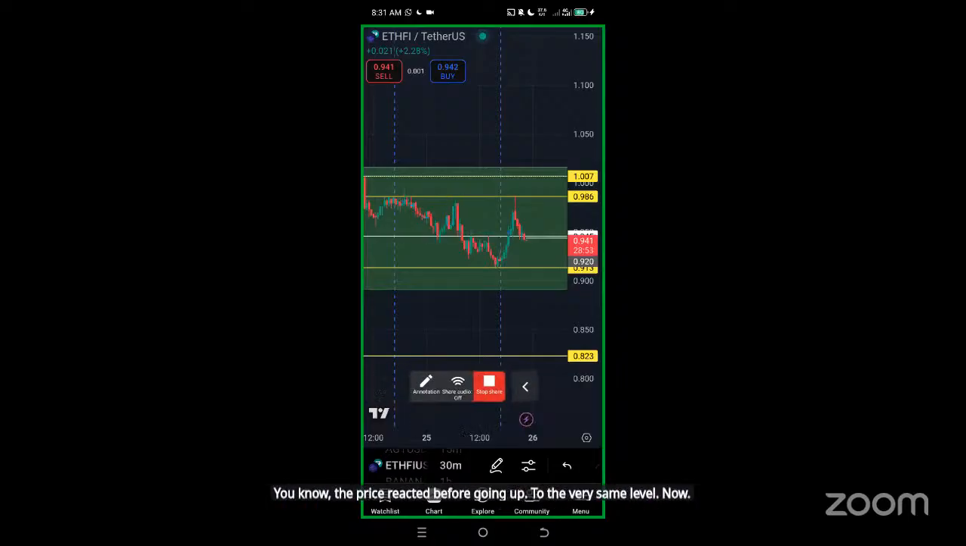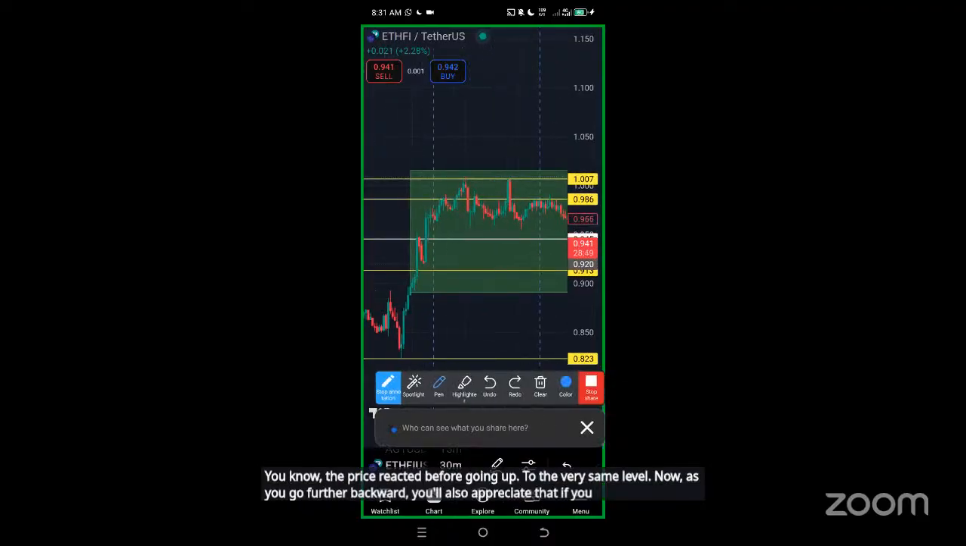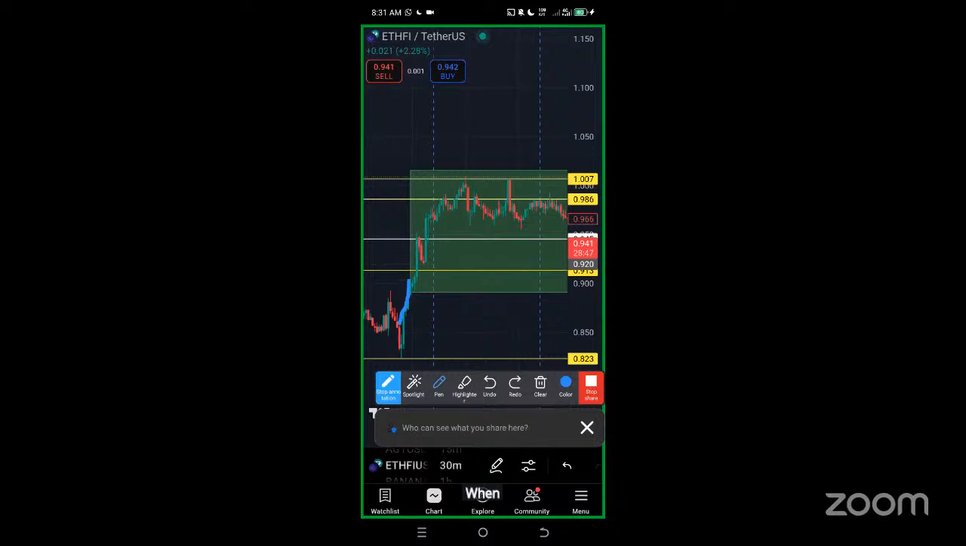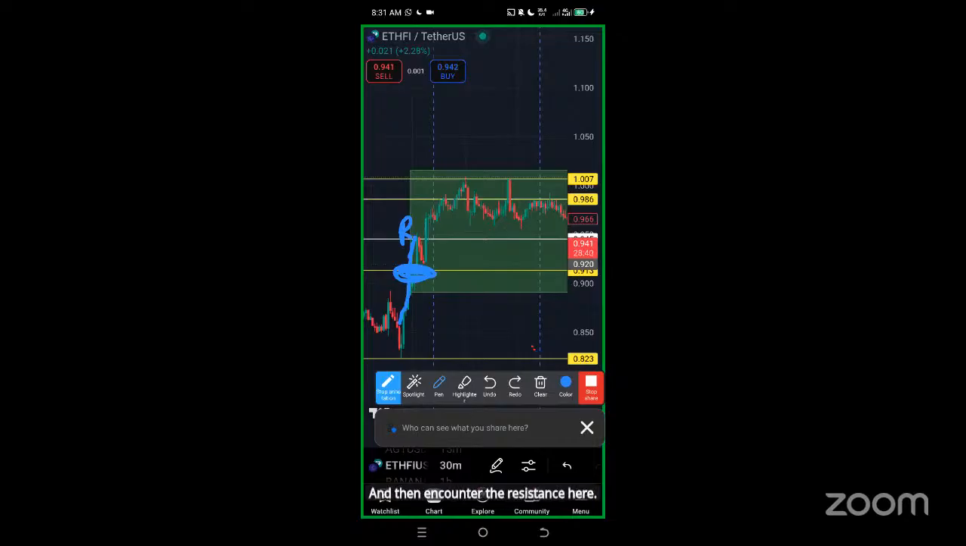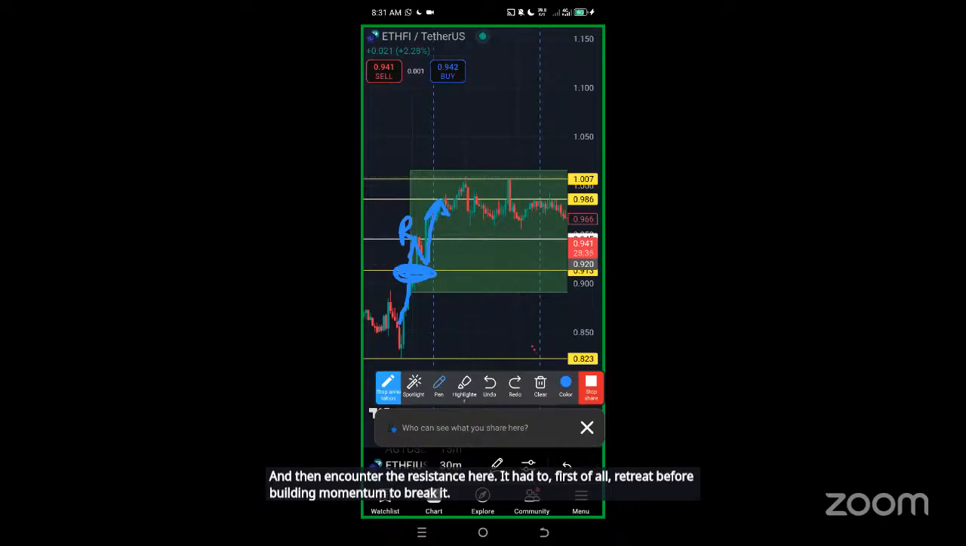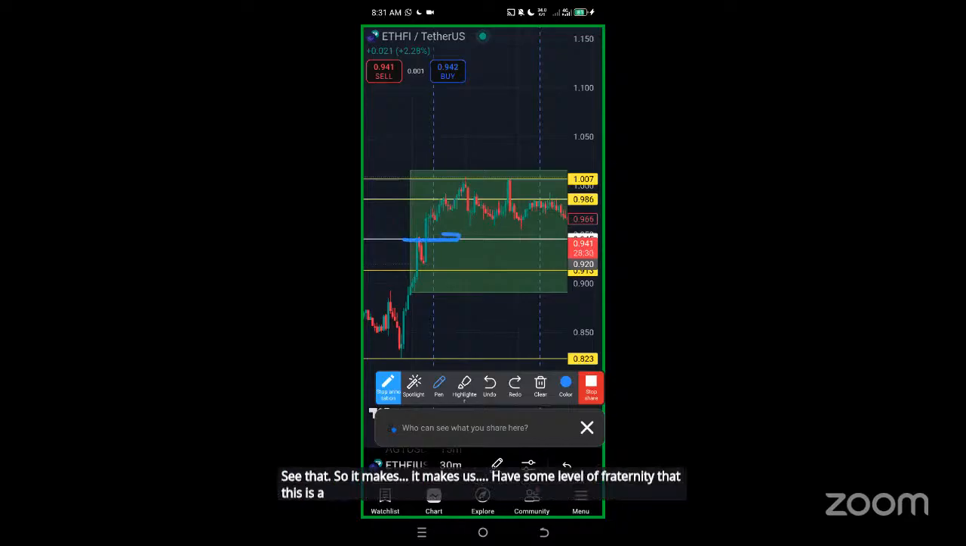Now, as you go further backward, you'll also appreciate that if you look at this point, when you track through this movement, the price broke through this first support and then encountered a resistance here. It had to first of all retrace before building momentum to break it. See that? So it makes us have some level of certainty that this is a key price reaction level as well. But we wouldn't have seen it.